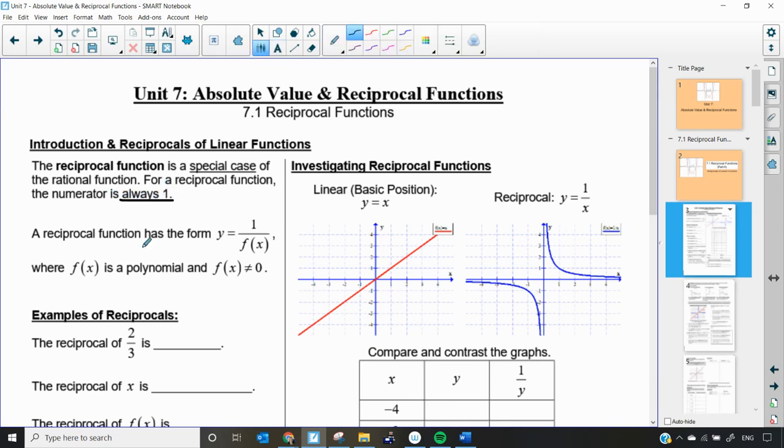And a reciprocal function has the form y equals 1 over f of x. f of x is a polynomial, and f of x cannot be 0. So if you remember from our non-permissible values in the last unit, we can't divide by 0, so f of x, or the denominator, cannot be equal to 0.